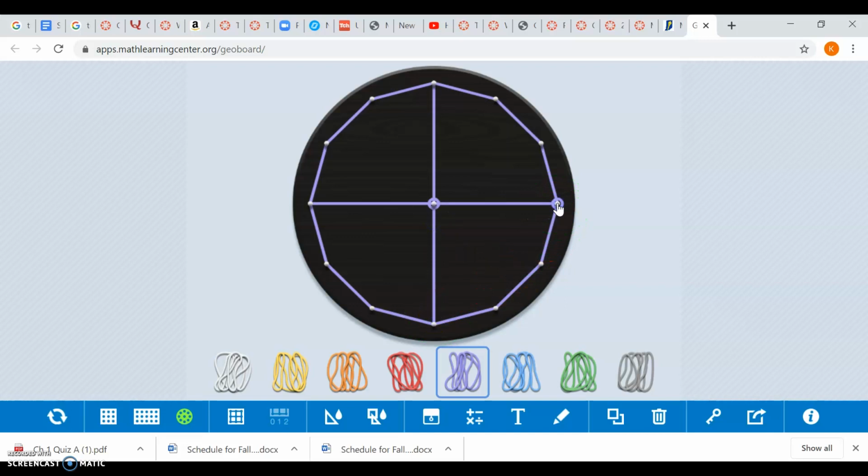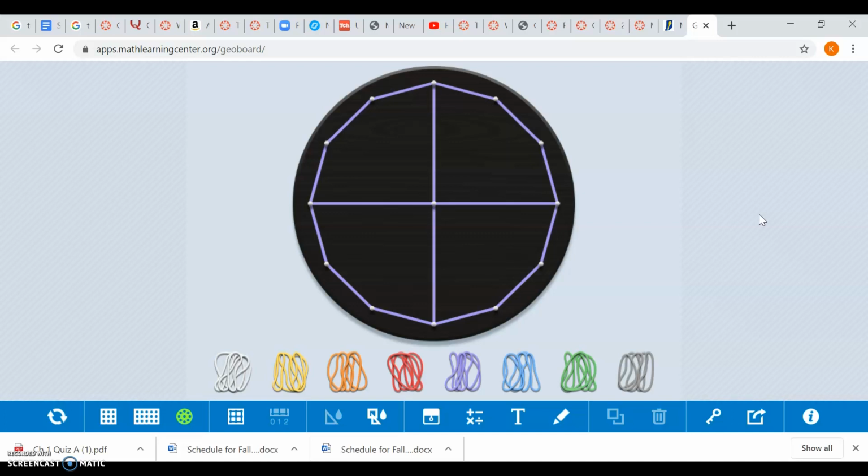equal parts. So to tell that there are 4 equal parts, you can see that there are 1, 2, 3, 4 little posts in each of the quadrants of the rubber bands. So now we have 4 equal parts of one circle. So before we had halves, now we have fourths.